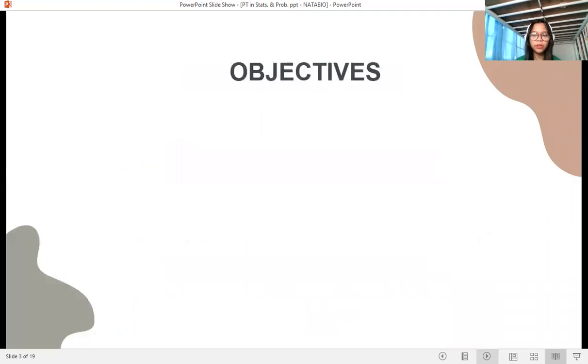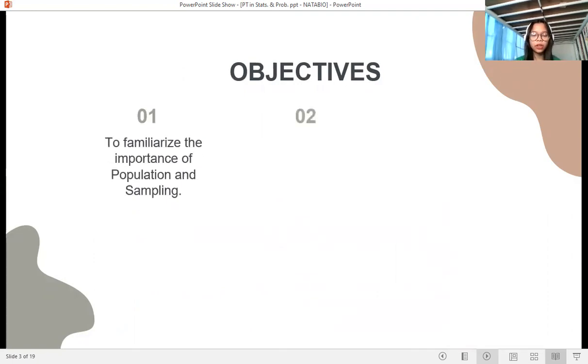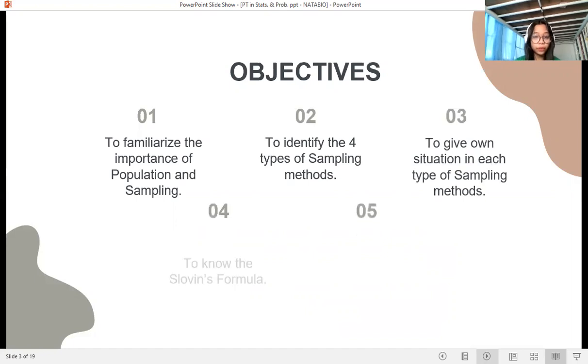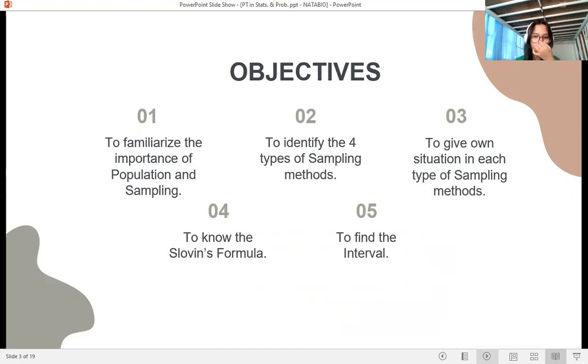So we have our objectives. Our first objective is to familiarize the importance of population and sampling. Our second objective is to identify the 4 types of sampling methods. Our third objective is to give one situation in each type of sampling method. Our fourth objective is to know the Slovin's formula, and our fifth objective is to find the interval.